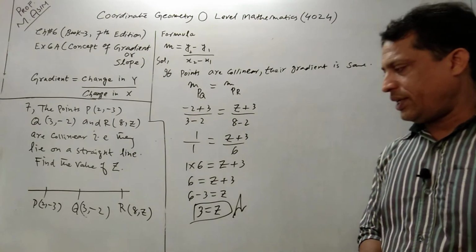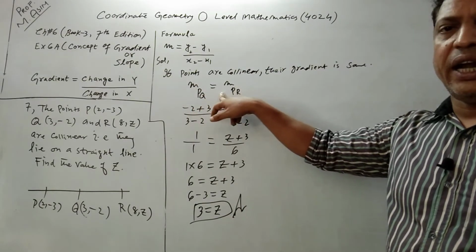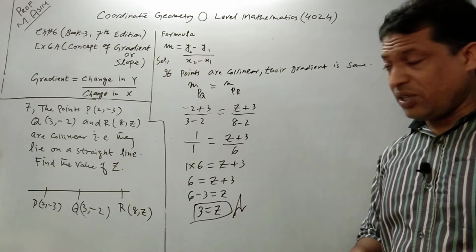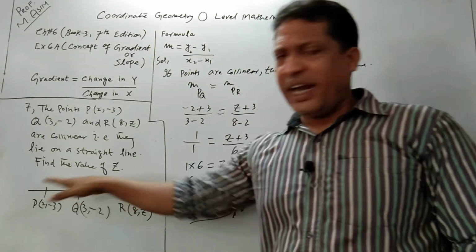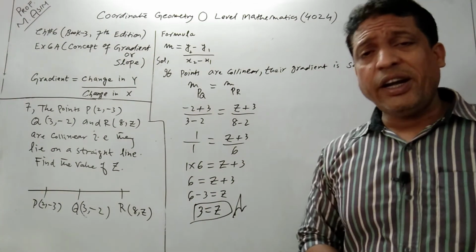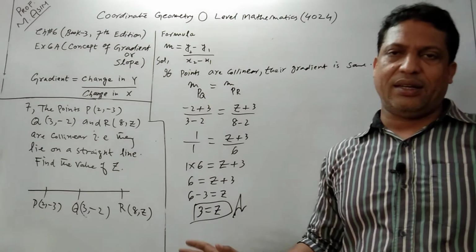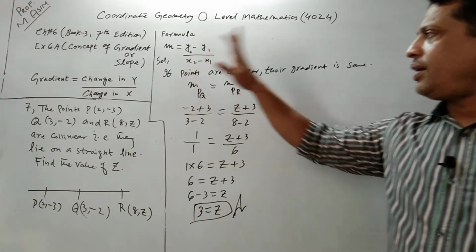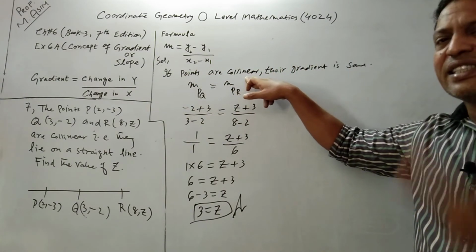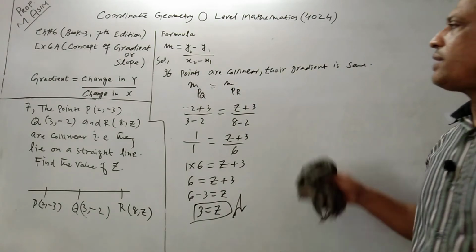I hope you understand. But if you take the gradient of PQ equal to the gradient of QR, again you will get the same value of z is 3, because the gradient of a straight line, if you take 2 points or 3 points, 100 points, 1000 points, all points have the same gradient. So this is the important line: if points are collinear, meaning they lie on the same line, their gradient is the same. Hope you understand. Next question.